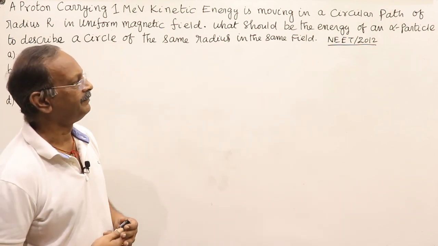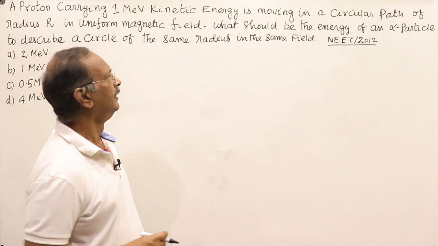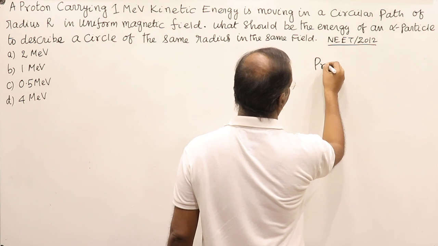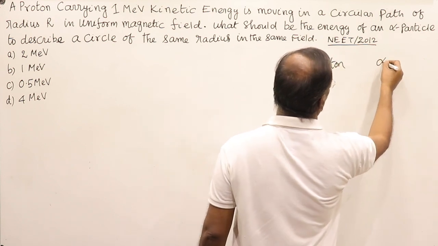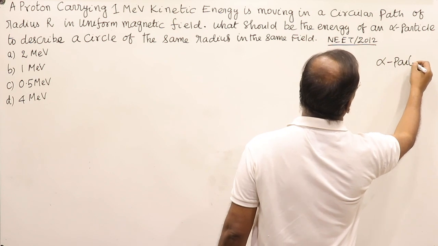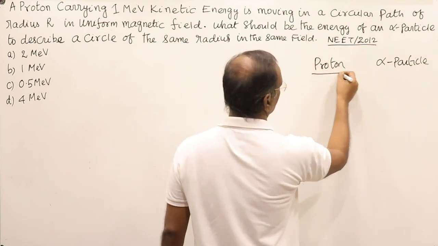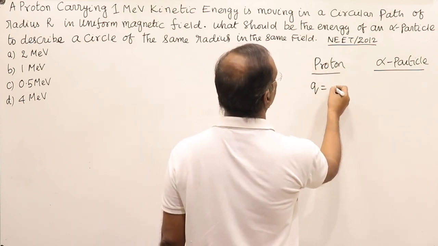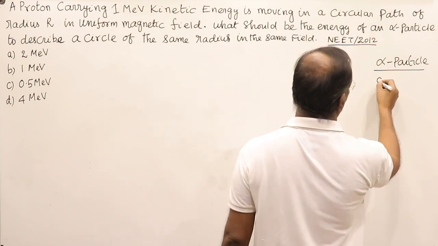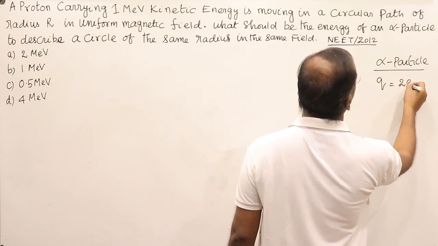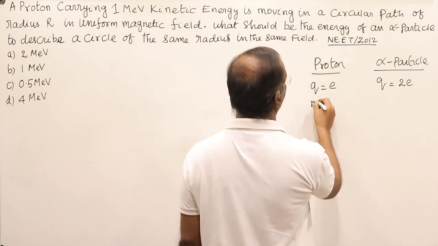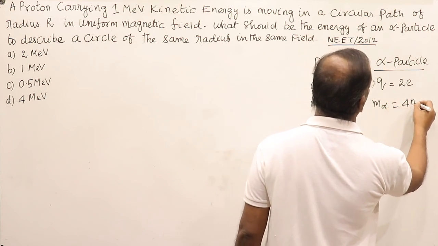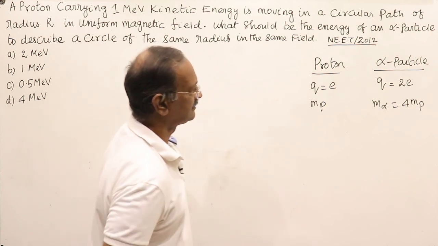This question, which appeared in NEET 2012: a proton carrying 1 MeV energy, and then an alpha particle. Both are particles but have different charge and different mass. The charge of a proton is e and the charge of an alpha particle is twice e. The mass of a proton is mp and the mass of an alpha particle is 4 times the mass of a proton. This is the standard result.